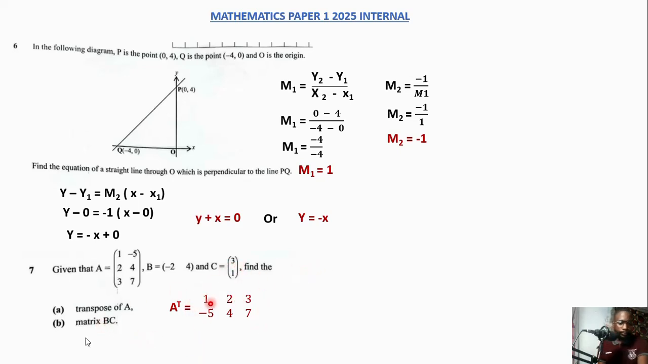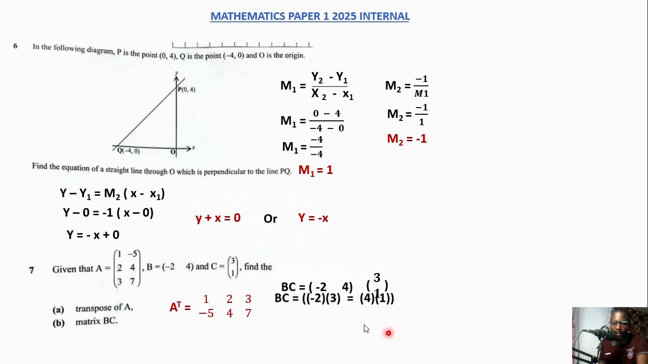All right, now for B, they're saying we also find the matrix BC. BC, it's like they're saying we multiply B and C. Now, how do we multiply that? Okay, so let's first have them here. Here we multiply the rows and the columns. You multiply row by column. So here you just say -2 times 3, then 4 times 1. As simple as that. -2 times 3 plus 4 times 1.